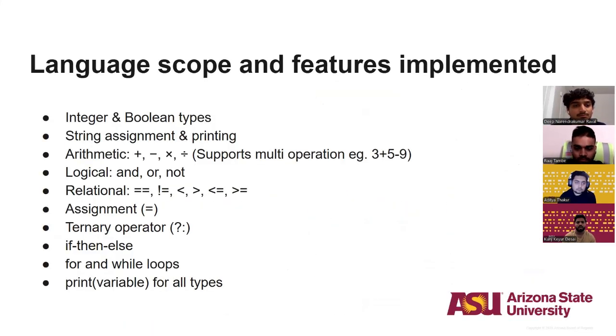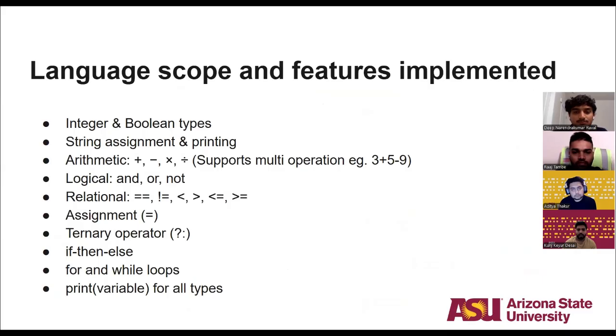We didn't want KARD to be a toy language that can only add numbers. We wanted it to be functionally robust. We implemented core types such as integers and booleans, but also string handling, which adds significant complexity. Arithmetic to support all standard operations, including complex chained equations like 3 plus 5 minus 9 plus 4. Logic. We have and, or, and not operators, along with full relational operations like greater than or equal, or not equal.